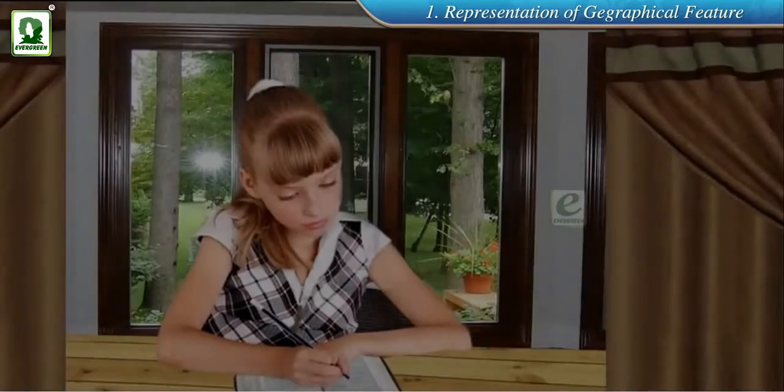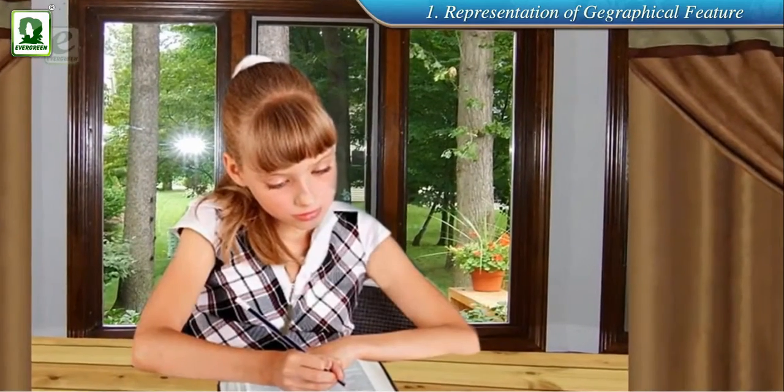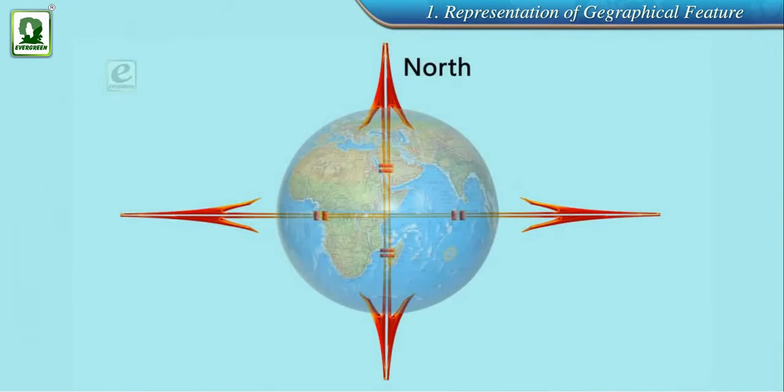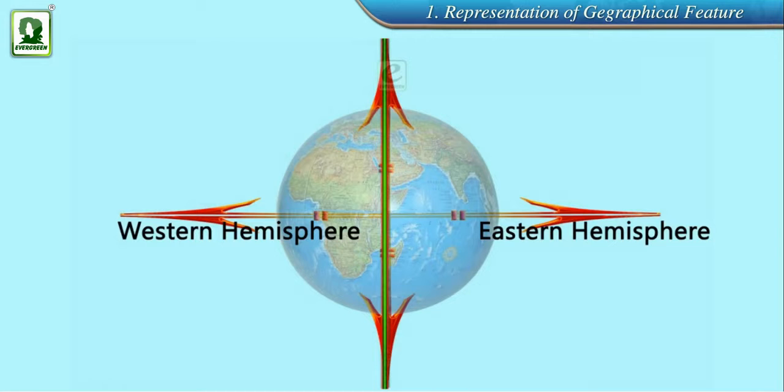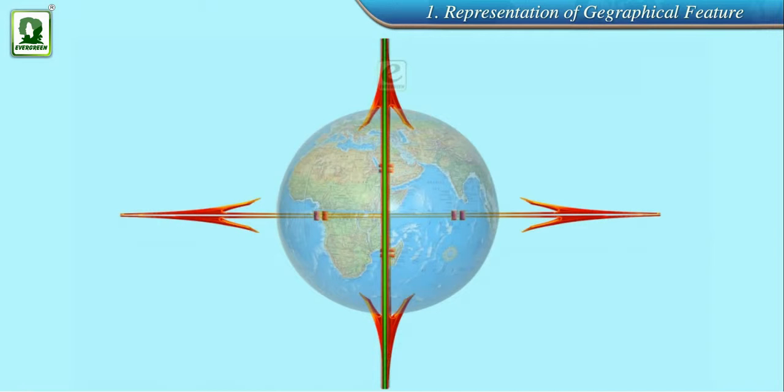You must have read about the directions in your previous classes, that is north, south, east and west. Thus, the area in north is called Northern Hemisphere and south is called Southern Hemisphere. A vertical line dividing the globe into Eastern and Western Hemisphere is called Prime Meridian.